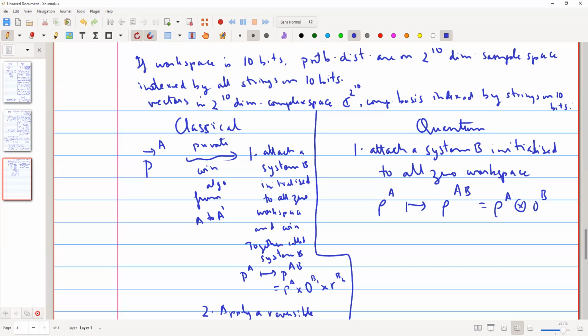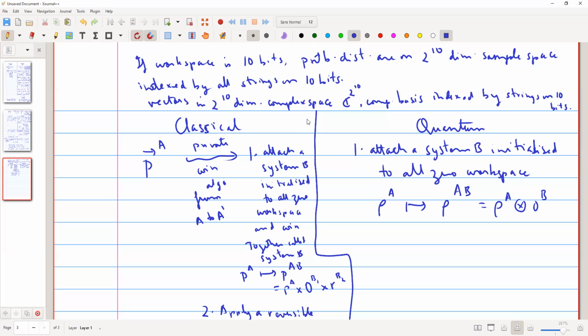So very similar, which was there, classical and quantum. Classically, the sample space was of size 2 to the 10. But the most that I was allowing on that sample space are probability vectors. But quantumly, instead of sample space, I'll think of a vector space.